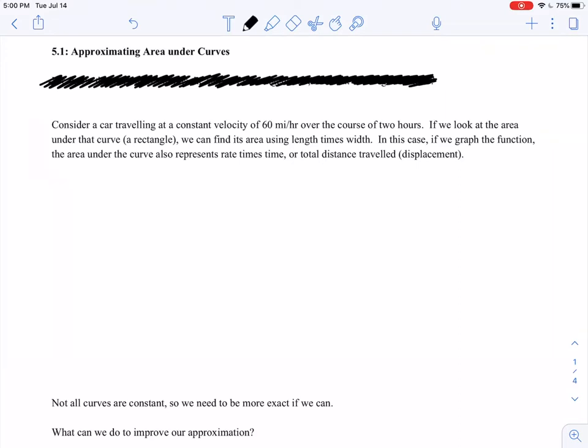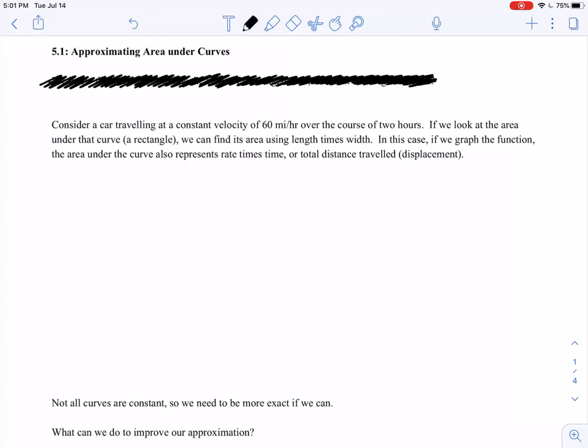All right, so we're going to move into Chapter 5. This is the last chapter that we'll do in this class. How sad. Anyway, we want to approximate area under curves. This is going to actually be a really important idea. It's going to relate to the antiderivative stuff that we just started talking about in the last section.